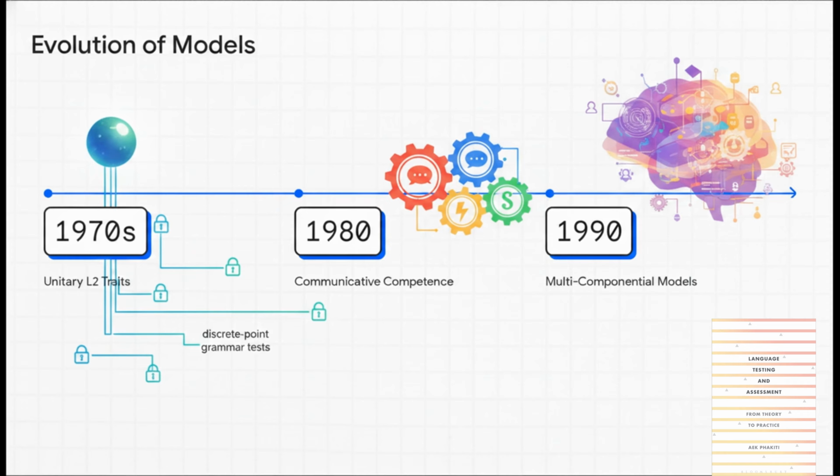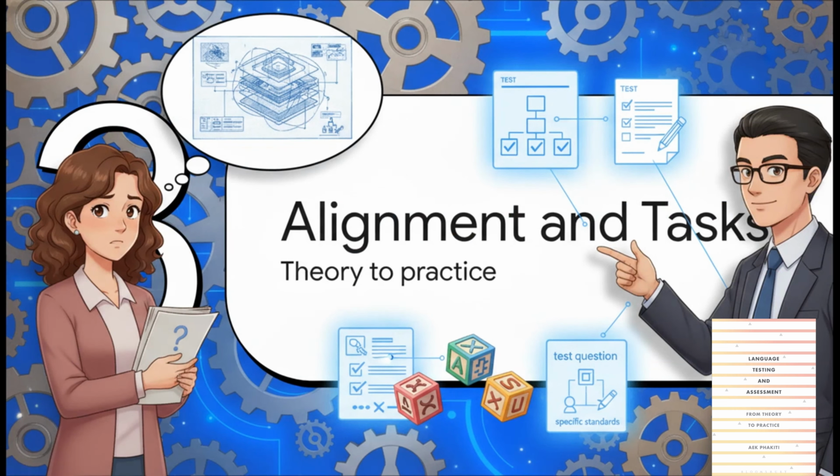Precisely. The theoretical model you adopt literally dictates the kind of test you build. You simply cannot test multi-componential communicative competence effectively with just a fill-in-the-blank worksheet. Which brings us nicely to Section 3, Alignment and Tasks. This is where we move from abstract theory to practical classroom application.